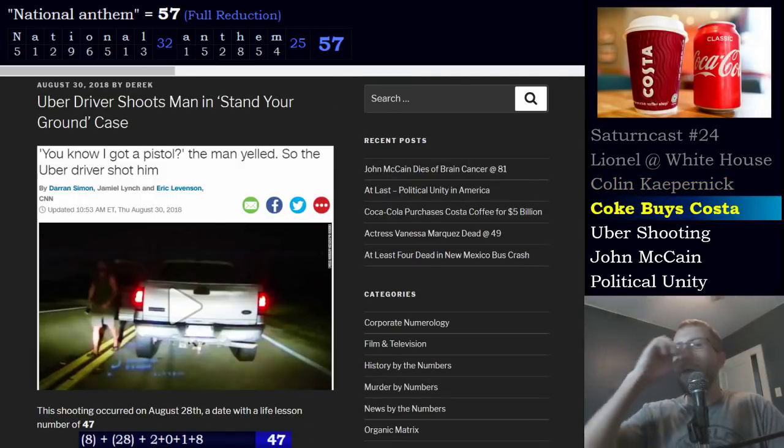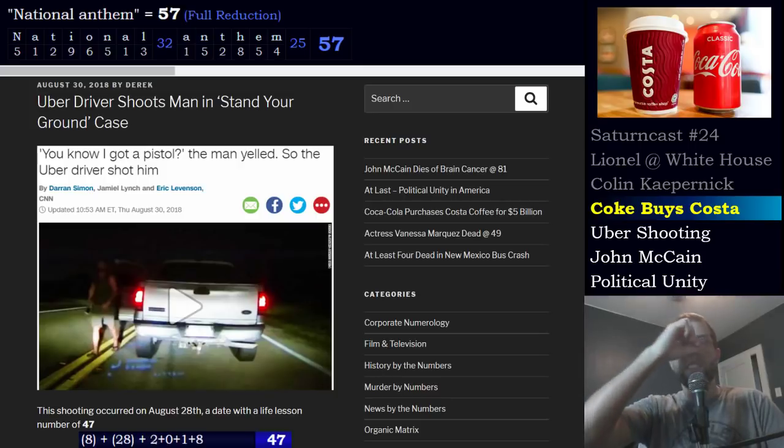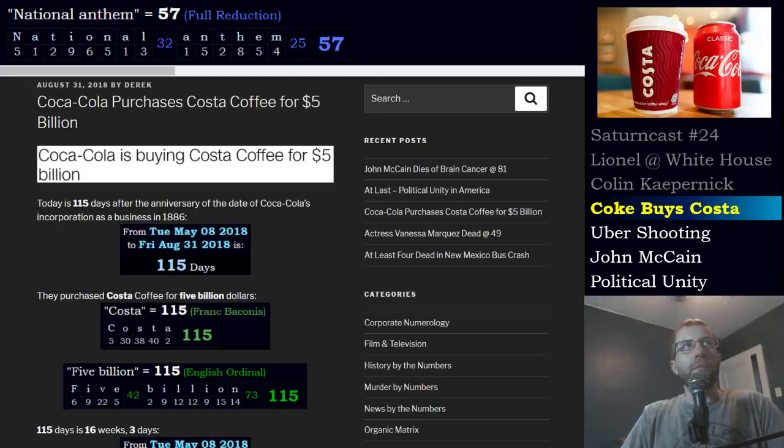So we talked about how the news is structured by the numbers. We talked about how sports news is structured by the numbers. Here's some corporate numerology as well. We're going to talk about Coca-Cola buying a company called Costa Coffee, which I believe is primarily a British coffee chain. But even things like this are done by this numerical code.